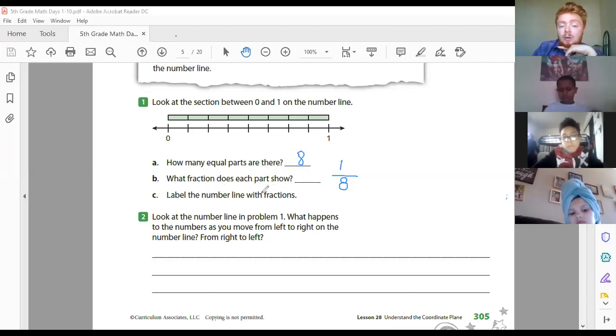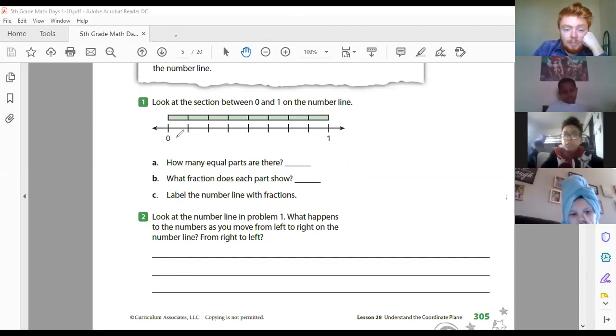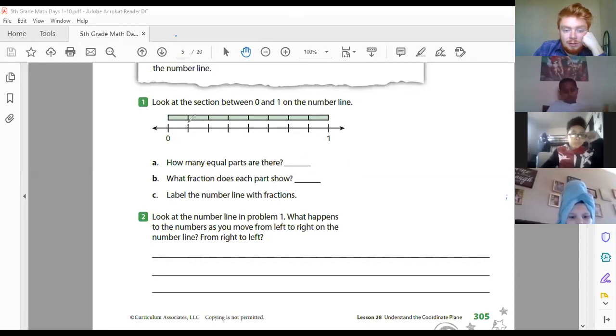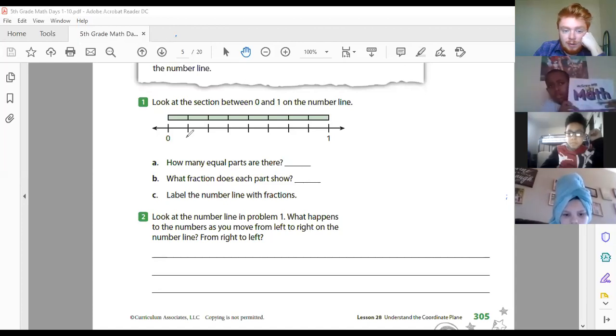Label the number line with fractions. All right, let me erase this. Or not. There we go. Okay, let me erase that real quick. Here we go. So how many parts are there? Oh, we already did that. Sorry. Label the number line. So does anybody know what I'm labeling all of these by chance? This 1, 2, 3, 4, 5, 6, 7. There's 7 of them. Niraj, what's the first one?